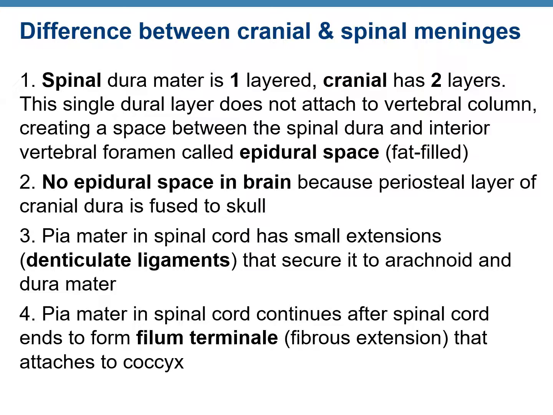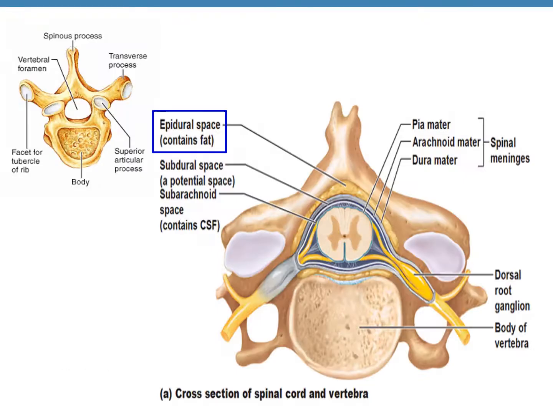The next difference is that the pia mater in the spinal cord has tiny extensions which are called denticulate ligaments, and these ligaments help the pia mater to attach to the overlying arachnoid and dura mater. Another difference is that the pia mater in the spinal cord extends after the spinal cord ends, and this extension is known as filum terminale. It is a fibrous extension and it attaches to the coccyx. Look at the epidural space between the dura mater and the vertebral foramen.